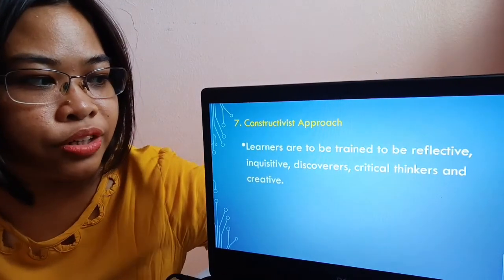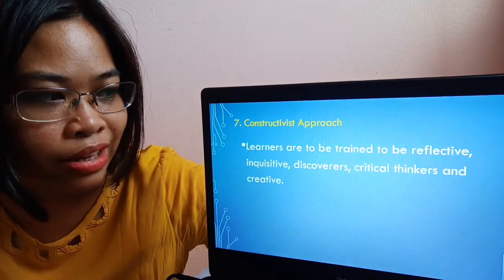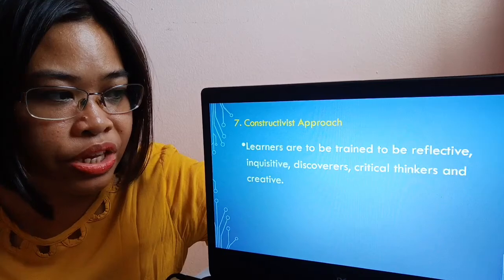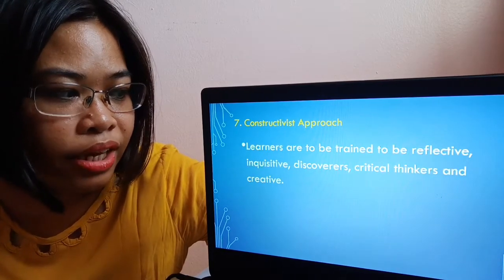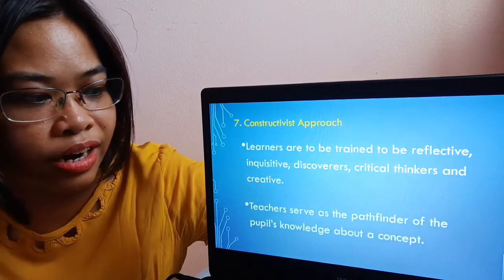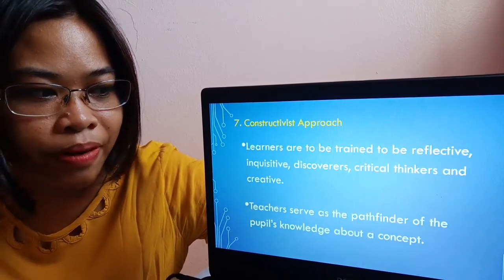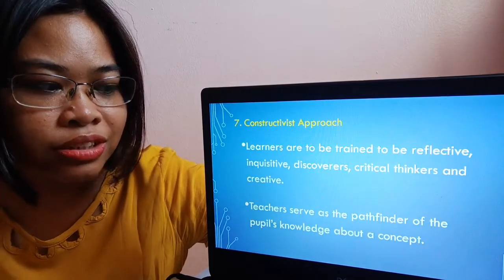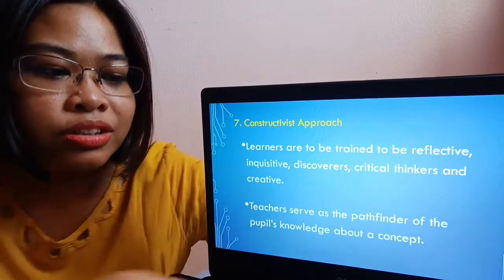In this approach, learners are to be trained to be reflective, inquisitive, discoverers, critical thinkers, and creative, while the teachers serve as the pathfinder or the guide of the pupil's knowledge about concepts.